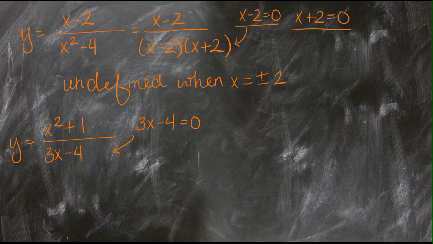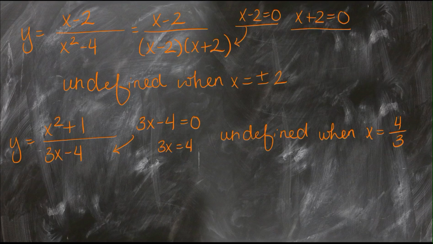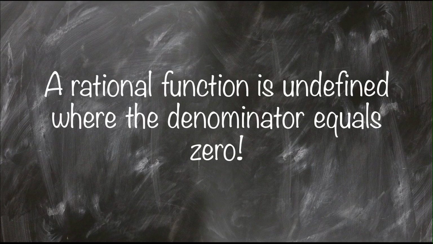Where does 3x minus 4 equal 0? We'd add 4 to both sides and divide by 3. This would be undefined when x equals 4/3. Hopefully that helps you understand when a rational function is undefined. Here's a reminder, a rational function is undefined where the denominator equals 0.